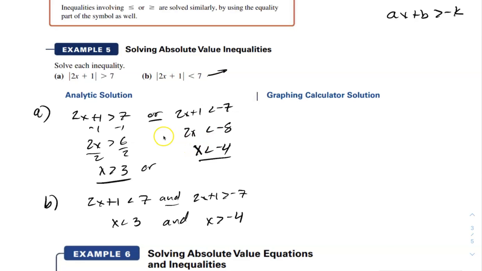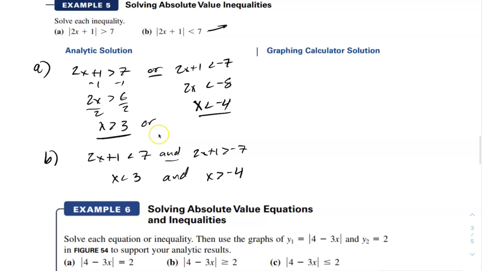Now, what's the difference between these two? Well, if you look at the graph here, you can either be greater than 3, or you can be less than negative 4. So an OR statement generally goes the opposite direction. An AND statement, this one says you can be less than 3, and you can be greater than negative 4, and they overlap right there. In an AND statement, you're looking for the overlap. So this is my answer.